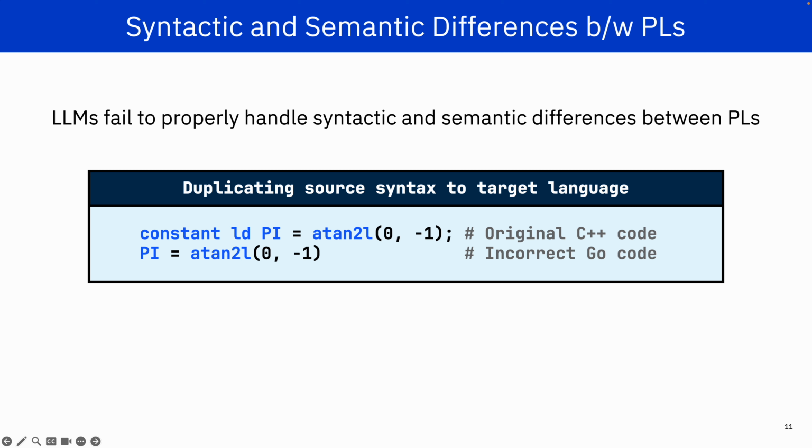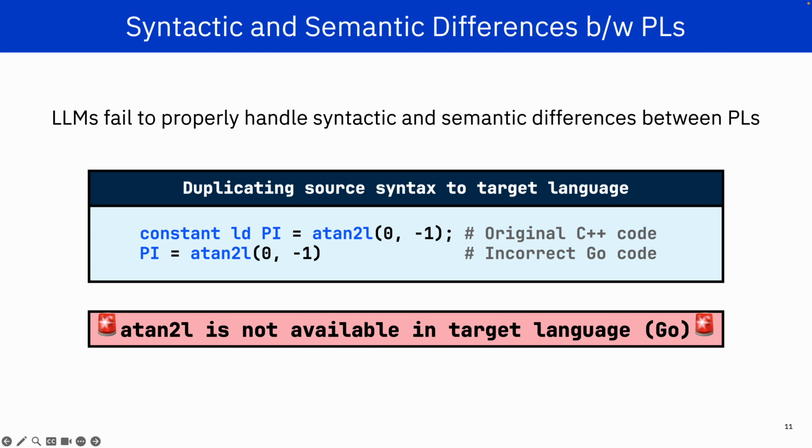The first class is syntactic and semantic differences between programming languages. Here, there's a problem of duplicating source syntax to the target language. We have an original C++ code, which calls a routine arctangent 2L, and the incorrect Go code just copy-pastes that without knowing that it's not available in Go. That routine call is not available, and that's why it results in an incorrect Go translation.